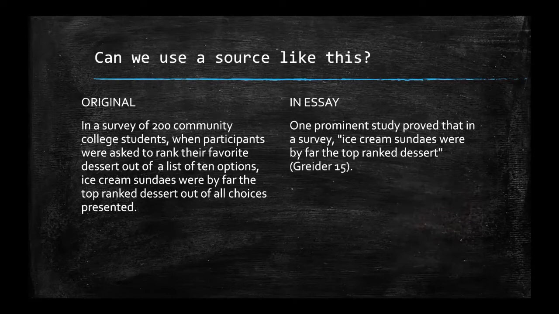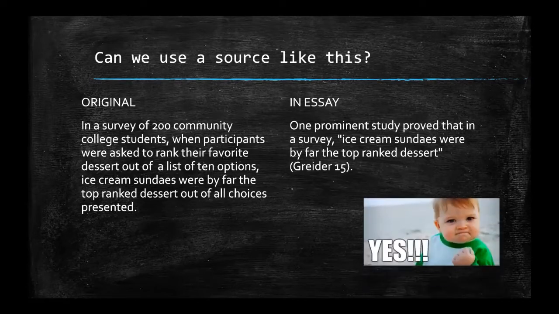All right, our next example here says one prominent study proved that in a survey, quote, ice cream sundaes were by far the top ranked dessert, Grider 15. Pause the video again and take a look at this one. Finally, this one is correct because we've properly put the quotation marks around the passage taken directly from the original source, and we've also included that citation at the end of the sentence that shows our reader where that quotation is coming from. So this is perfect.